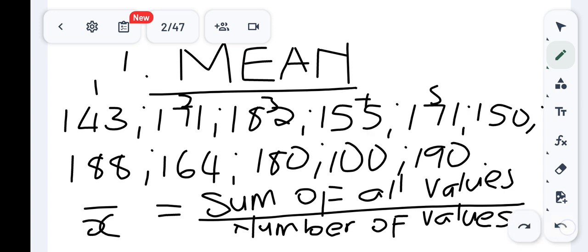This is how you will calculate the average mean for ungrouped data. Again, for ungrouped data, please ensure that your data is always in ascending order. What are we saying? We are saying that your data should always start from the smallest value to the biggest value. That is ascending order. This is everything about mean for ungrouped data.